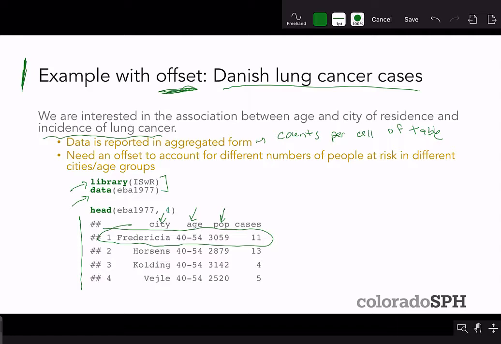So when we say we need an offset term to account for different numbers of people at risk in different cities and age groups, what that means is that in the 40 to 54 age group in the city Fredericia, I think that's how you pronounce that, the population is 3,059, and there are 11 cases. Whereas in the city Horsens, in the 40 to 54-year-old age group, there are 13 cases and only 2,879 people.